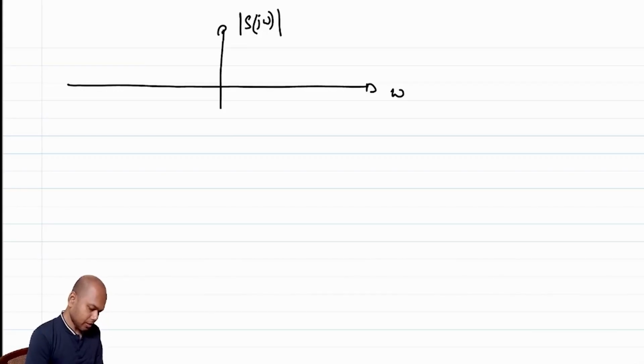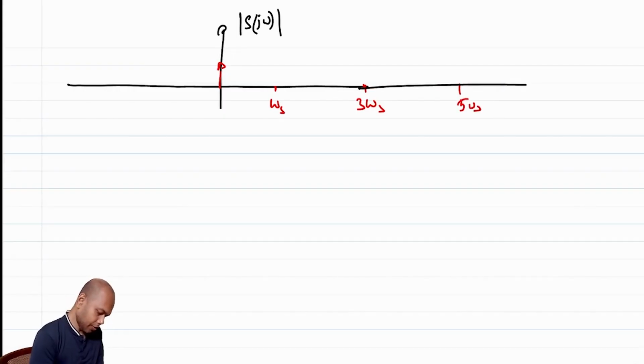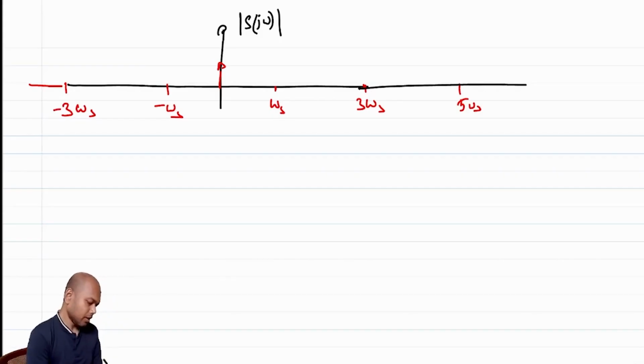With respect to omega, you are going to have a tone at 0, you are going to have a tone at omega s, you are going to have a tone at 3 omega s, then 5 omega s, and so on. Similarly, you are going to have a tone at negative omega s, negative 3 omega s, and so on. And your input, let's say it is at omega naught. I can choose any point in this line as omega naught. Let's say I choose this one to be omega naught, right?